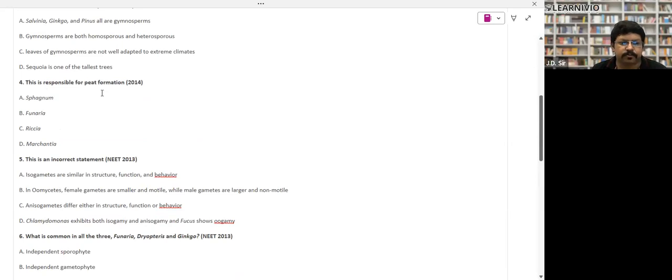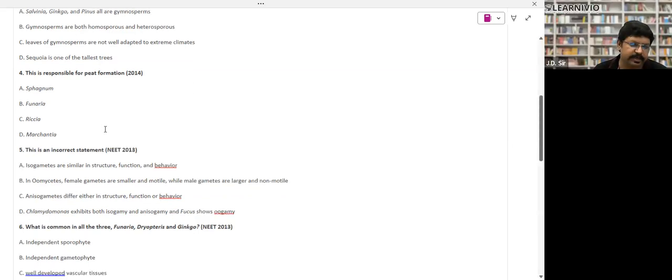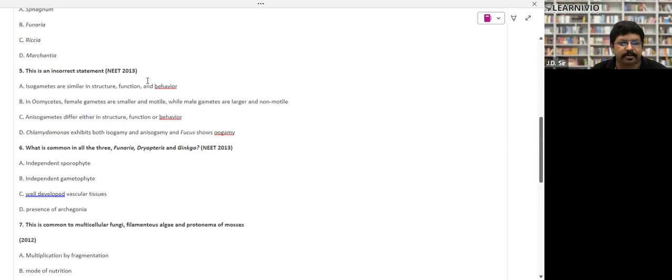This is responsible for seed formation, just as we have studied. A, very good, excellent. This is the incorrect statement. Isogametes are similar in structure, function, and behavior. Correct. In oomycetes, female gametes are smaller and motile, while the male gametes are larger, motile.